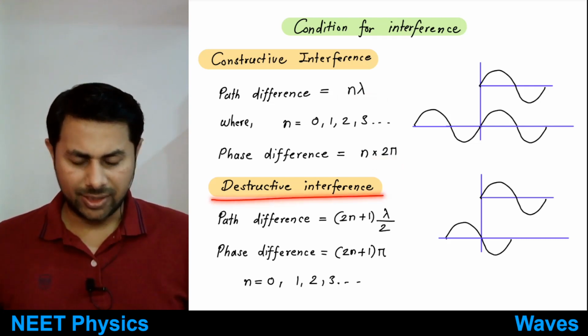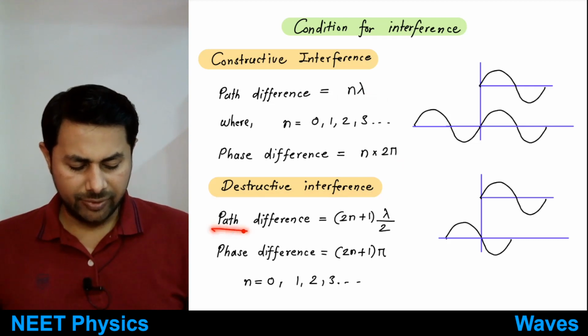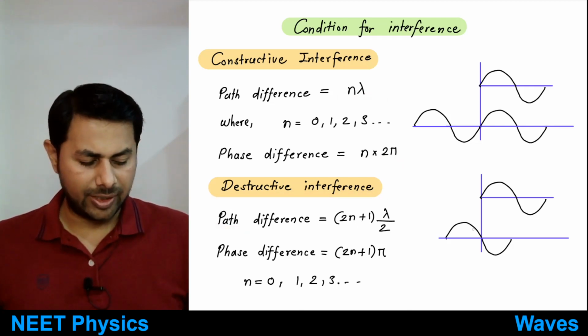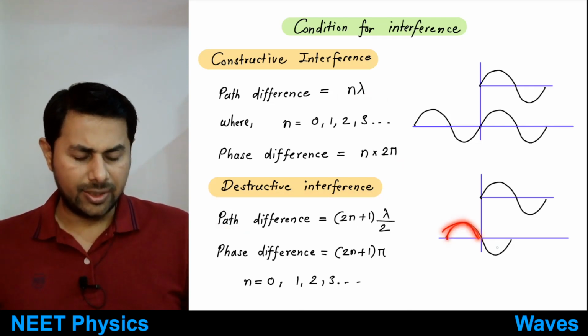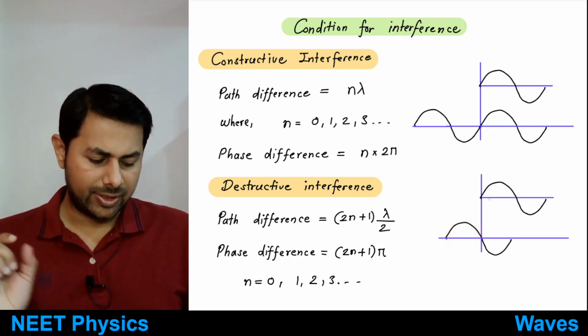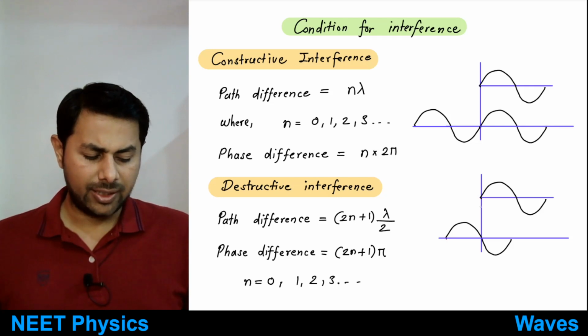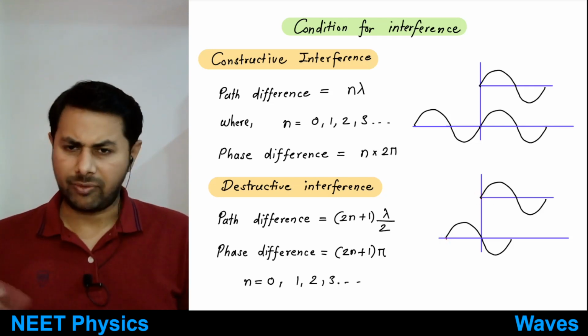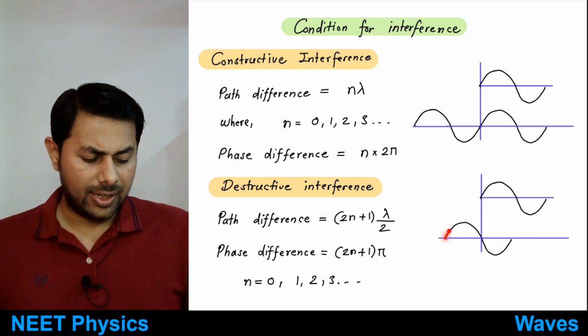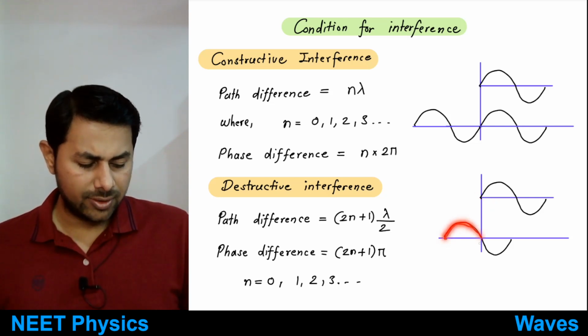And what about destructive interference? So in destructive interference, the path difference would be equal to, here you can see that suppose both waves started at the same phase, but then this wave started here, this wave started somewhere else, and then to reach this point, this one covers this much distance.